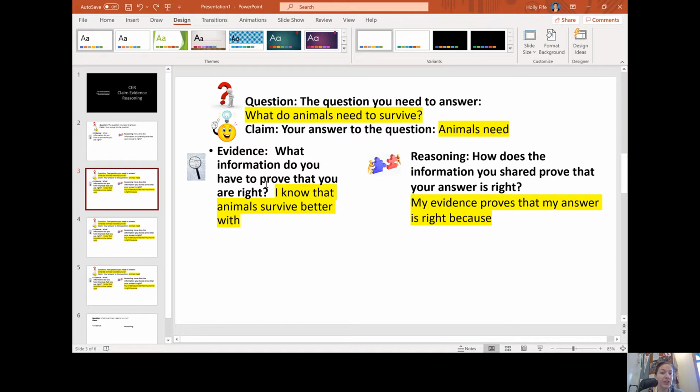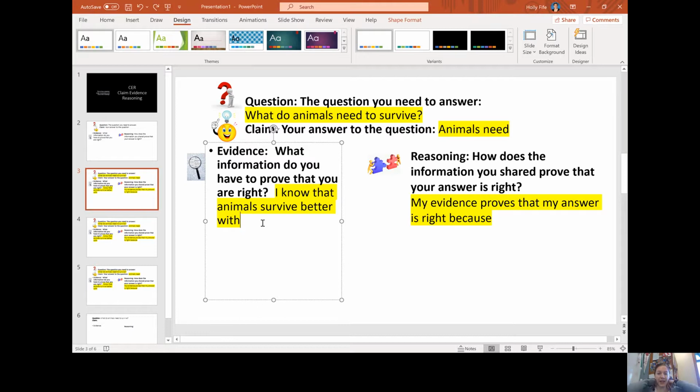The evidence, what information do you have to prove that you're right? I know that animals survive better with, so think back to all those things we've read, we've talked about, even things that you learned about outside of school. You're going to put them right there. You're going to say, oh, I know that animals need food to survive. Animals need water. They need shelter. They need space.